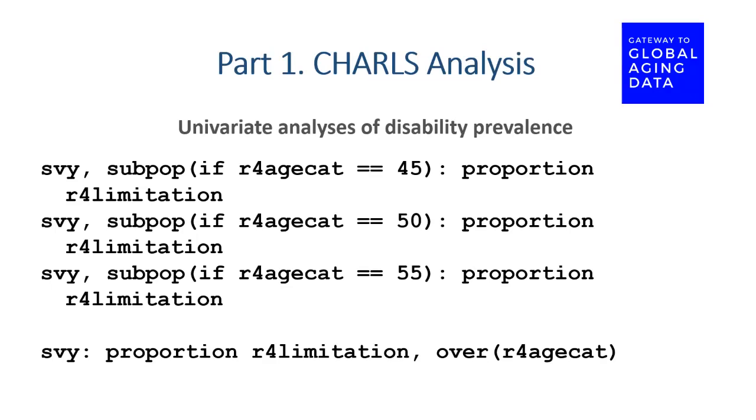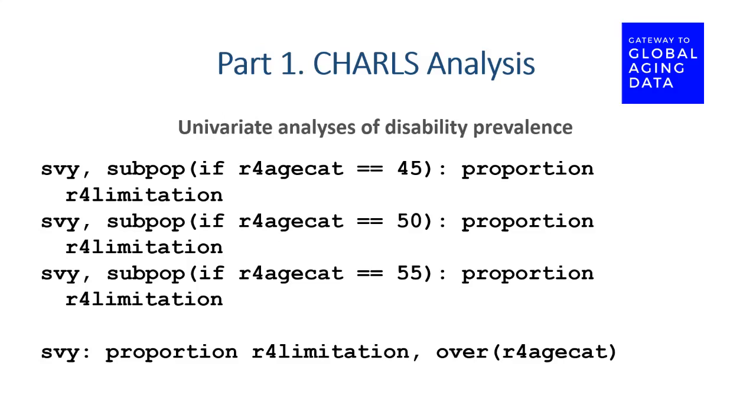In this case, we're going to get an estimate of the proportion of the population with an R4 limitation. We're going to start out by saying for people whose age category is 45, so that's people who are 45 to 49, 50, so that's 50 to 54, or 55, so that's 55 to 59. And we can look at those results.